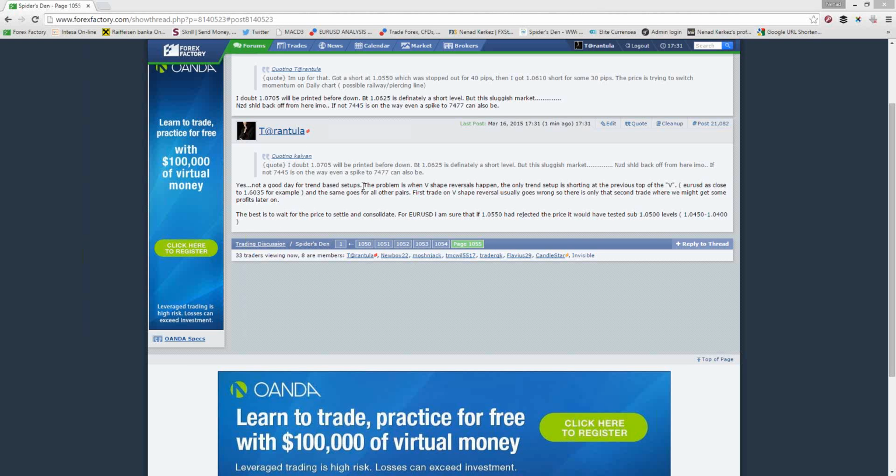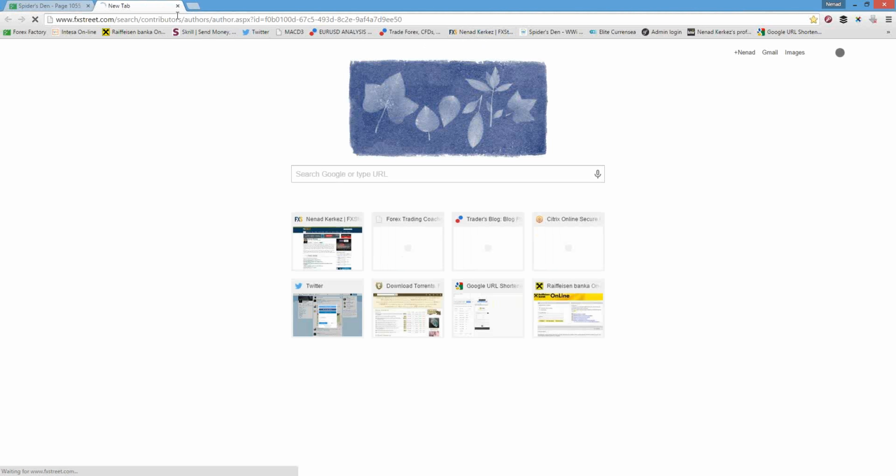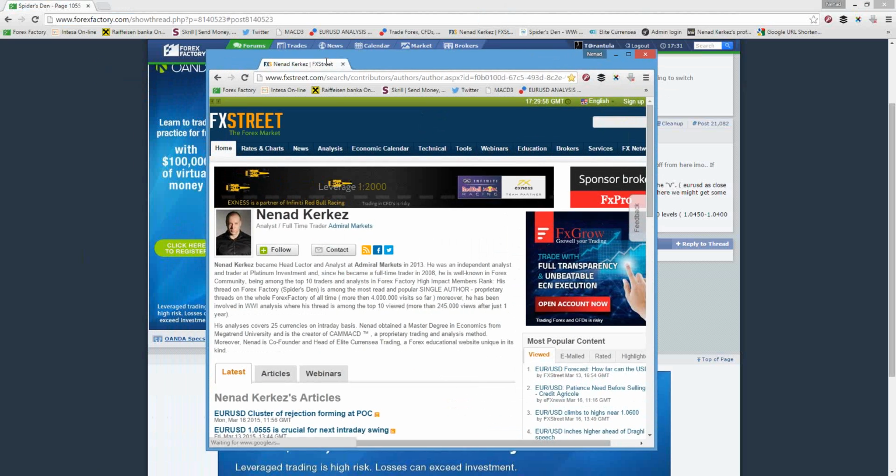Okay. The problem is, when V-shaped reversals happen, the only trend setup is shorting at the previous stop of the V. Euro dollar is close to 160.35. Guys, believe me or not, I have shorted 2 times euro dollar with strong lot size on each pullback toward 60.35 today. And I got some nice profit which covered this loss which happened today. I will show you what happened today. This was basically what happened today.